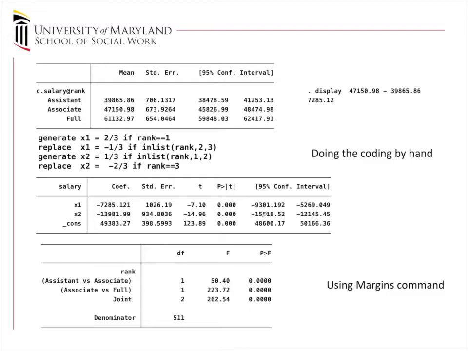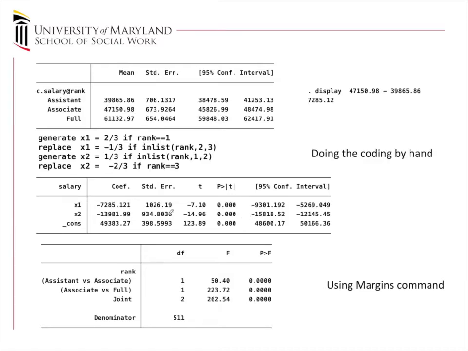Now, if I use the standard coding, what I would get, let's say full was the baseline, I would get the difference between associate and full and assistant and full, which is not really the comparison I'm interested in. What I'm really interested in is: are assistants paid less than associates, and are associates paid less than full? And that's the forward difference coding. So if I have some ordered variable and I want to look, does step 1 differ from step 2, and does step 2 differ from step 3, then I can use forward difference coding.